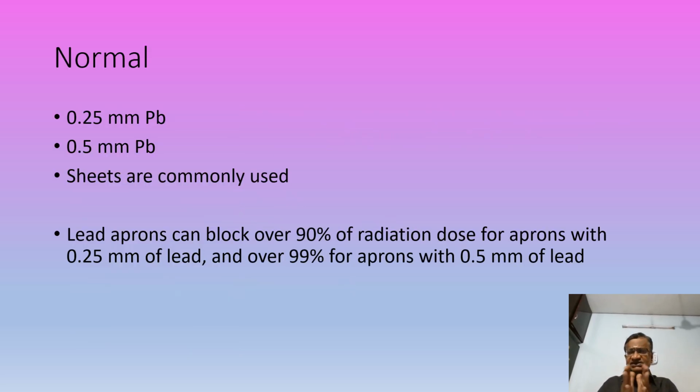Now, a normal lead apron is very thick, but it's only a 0.25 millimeter sheet of lead, or 0.5 millimeter sheet of lead. It is not full lead. We cannot lift it, it would be 50 kilos. Lead aprons of 0.25 will block 90%, and 0.5 will block 99%. Even 1 millimeter are available, but they are not used normally. So what is commonly used is 0.25 millimeter of lead. This is what is there in your lead apron, 0.25 millimeter of lead sheet thickness. So that is enough to protect us from the radiation 90%.